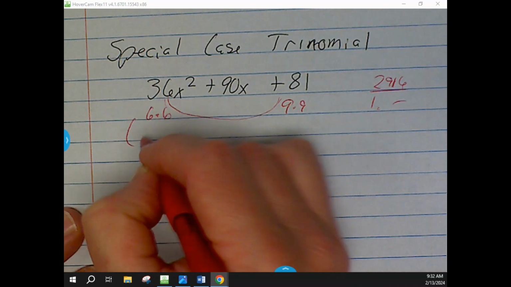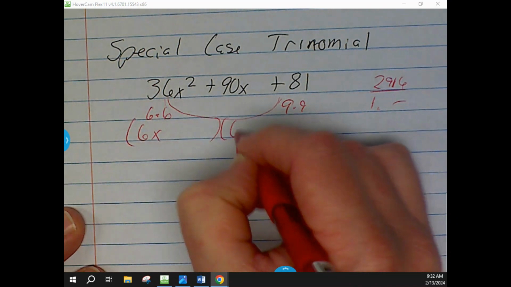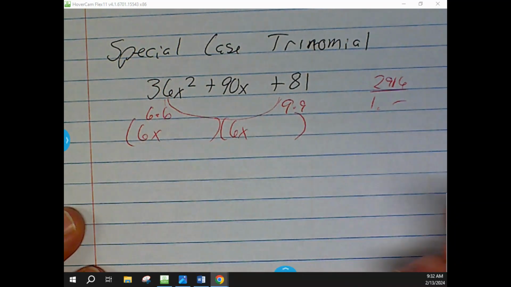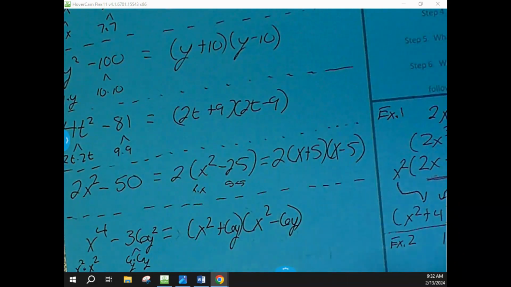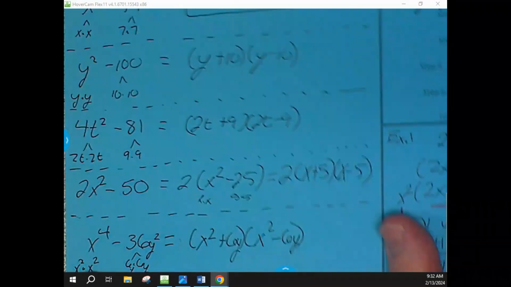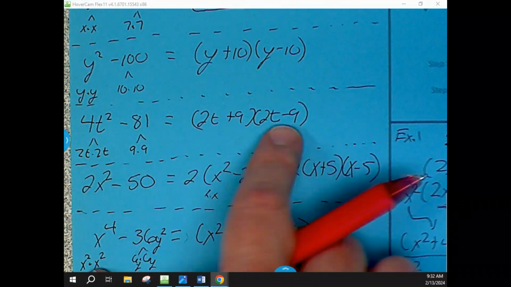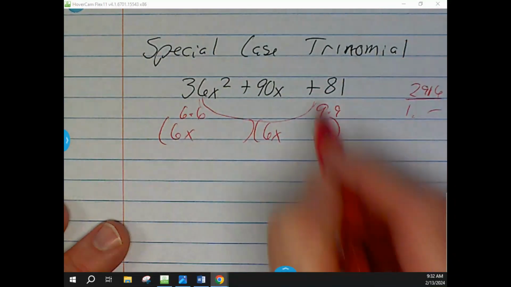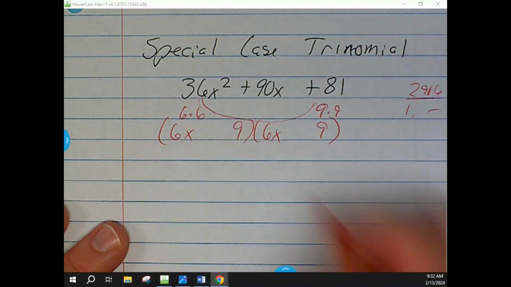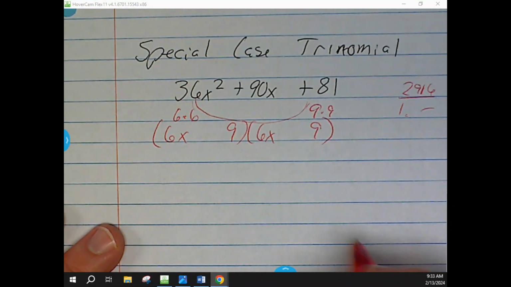If we guess on this thing, just like we did the difference of perfect squares yesterday with two terms, where if this was a perfect square number and this was a perfect square number, we just took the square roots of those numbers and put them in the parentheses. This one's that exact same thing. If those are perfect square numbers, we can put 6 and 6, we can put 9 and 9. Okay, and then all you have to do to check is this.